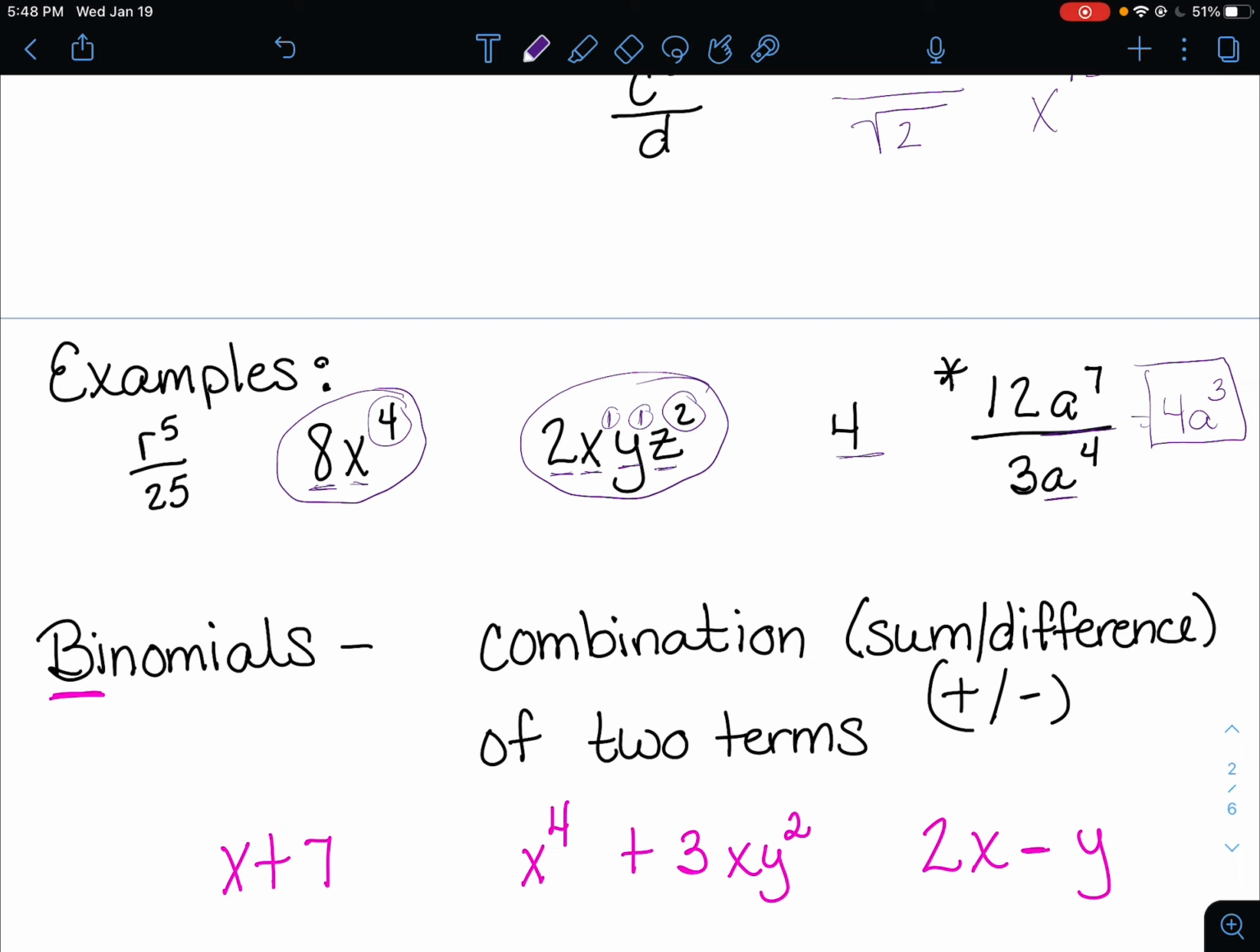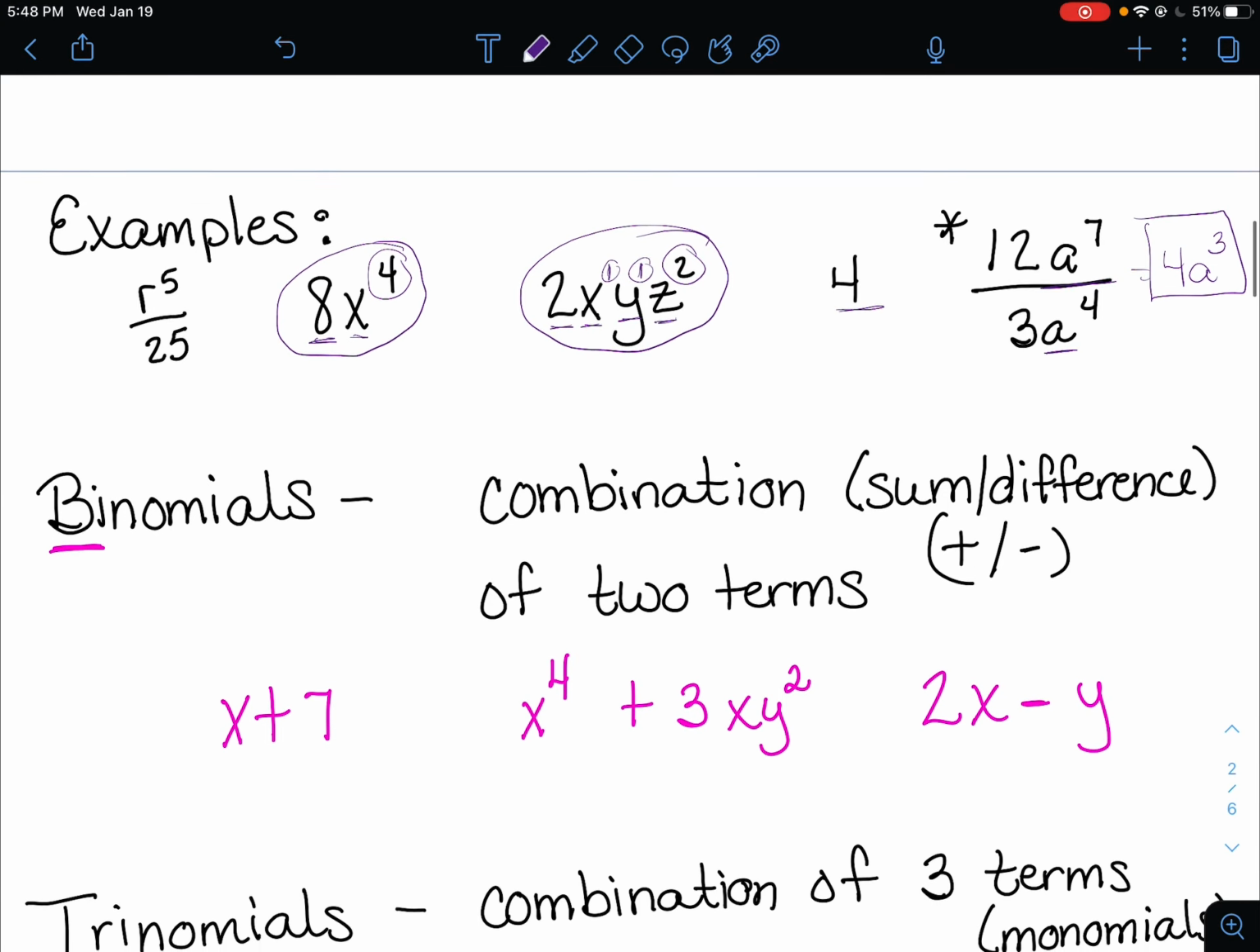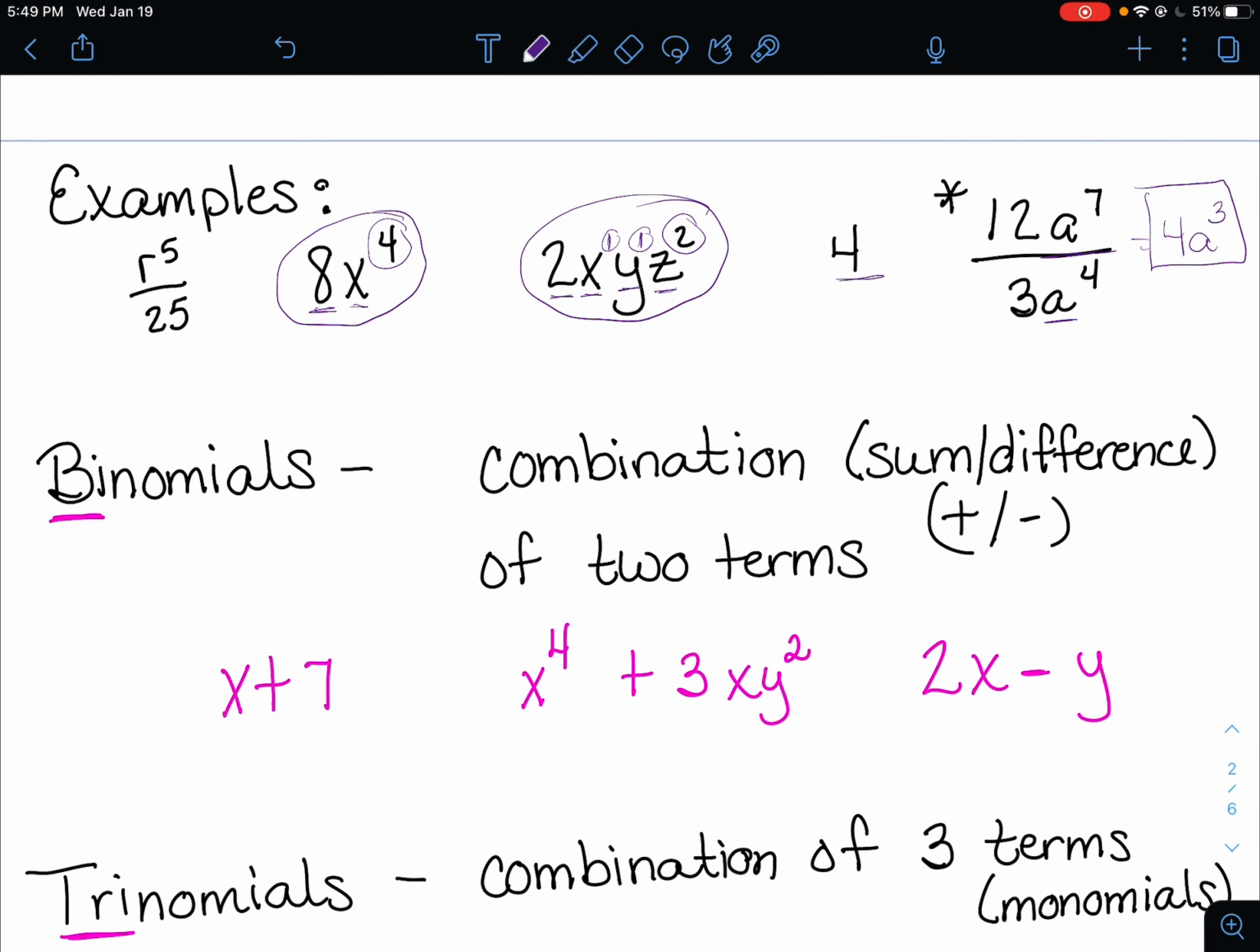Now the next word we're going to talk about is binomial. So the beginning of this word, bi, means two. So this is a combination, either sum or difference, of two terms, or two monomials together make a binomial. So we have a term here, and they're added together. That's a binomial. Here we have a term and a term, they just happen to be subtracted from each other. They're not like terms, so we can't simplify them.